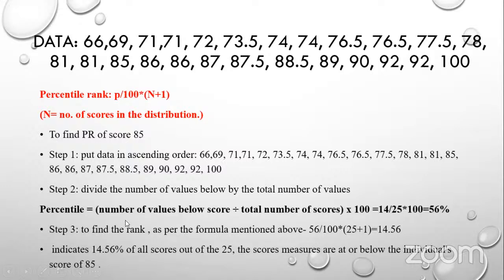So step 3 is to find the rank, that means the percentile rank. For that, we have a formula, that is P divided by 100 into n plus 1. We have got 56% here. Then we will divide 56 by 100 and multiply it by 25 plus 1. Then we will get 14.56. Is it clear? So this is the rank.